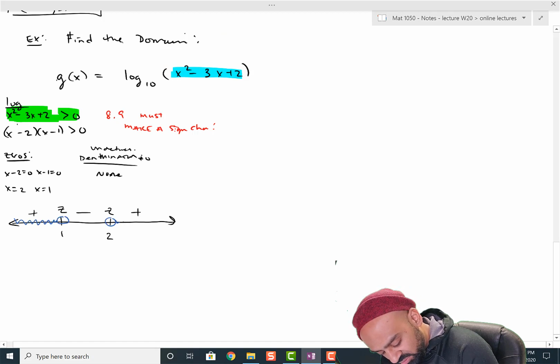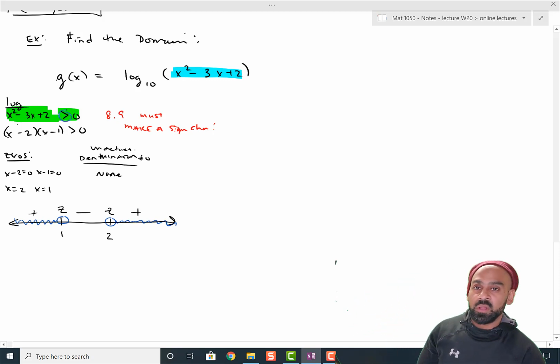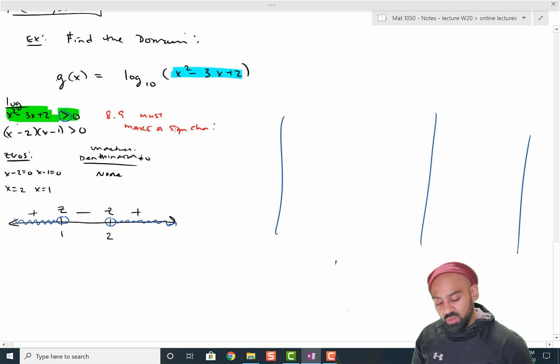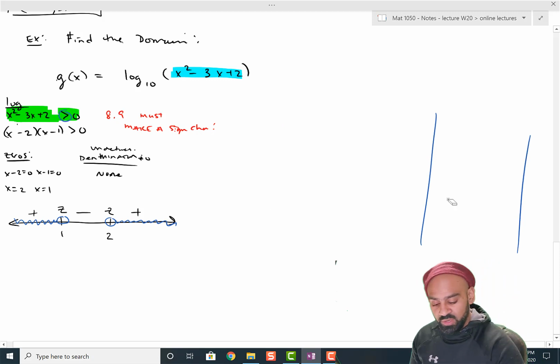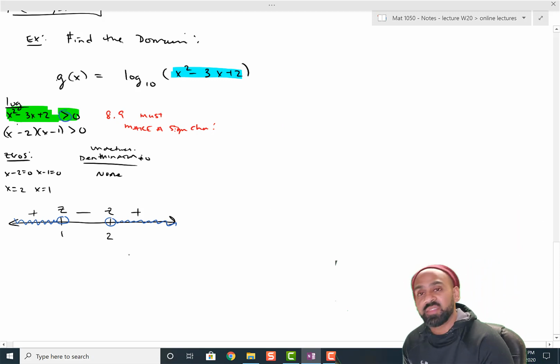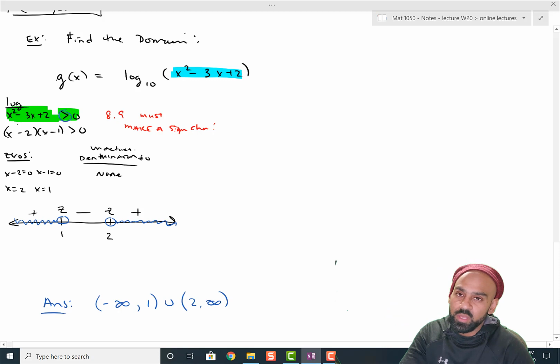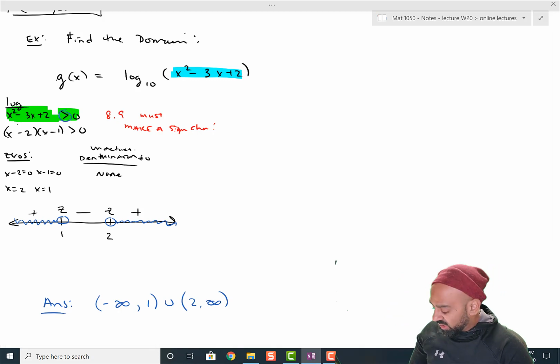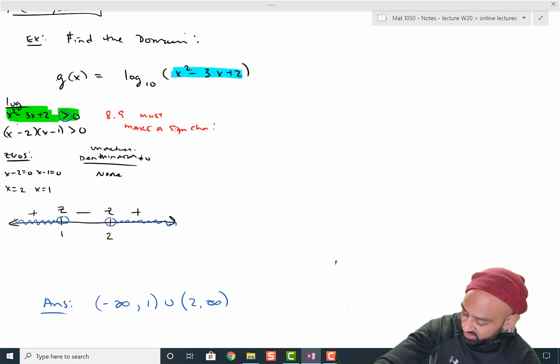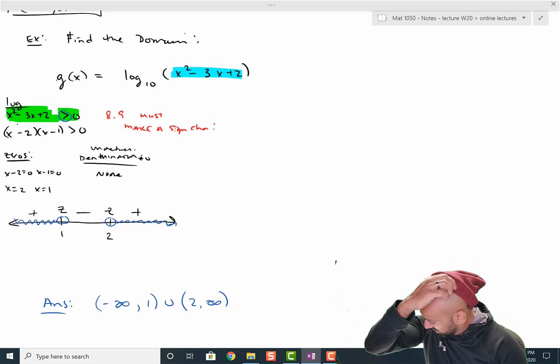but not the zeros, because I must be strictly greater than 0. Now, if I had more restrictions to solve, I would solve them, and then I would have to marry them all together. But since this is the only restriction, this is the domain. So the answer would be negative infinity to 1, soft bracket, union 2 to infinity. Really all that is. Just remember, anytime you have a nonlinear inequality, you must make a sign chart. It could be tricky or not tricky.